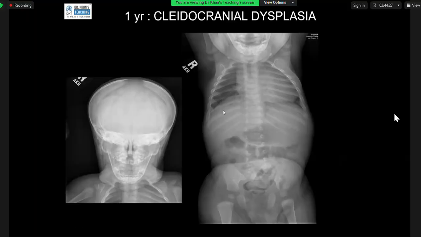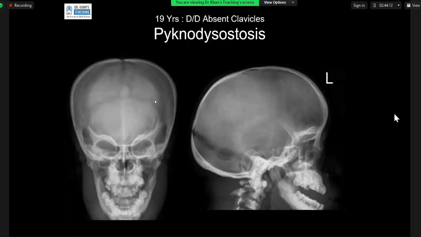This is another case of cleidocranial dysplasia where you can see, look at the clavicles and they are absent. Look at the pubic symphysis, how widened it is, but look at the clavicle, the mandible, and the mandible is normal. And of course, the bone density is also normal.